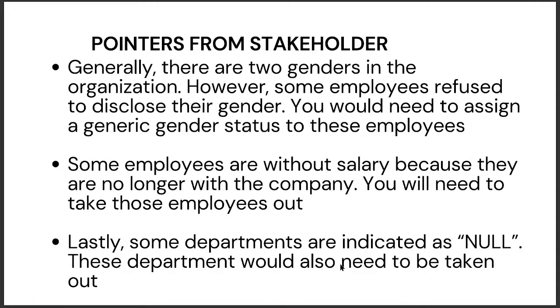Now, the third pointer is, lastly, some departments are indicated as null. These departments would also need to be taken out. We're seeing that this null here is a capital Null. This null is an entry by a data entry officer or someone who handles data. It was entered as a capital Null, so we should probably be seeing this in our data set once we go on. We might need to reference this as we go along, but now that we've gotten a feel for it at least, let's go ahead to Power BI.